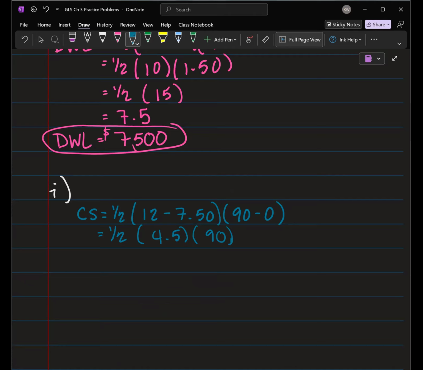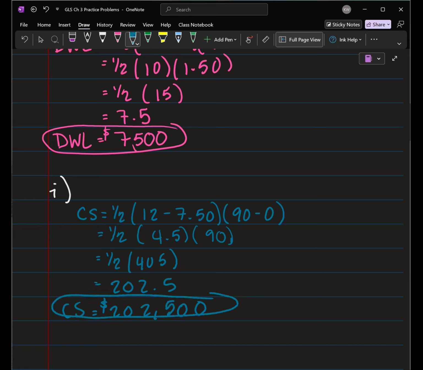All right, so just simplifying, 4.5 times 90 is going to give us 405. And then 405 divided by 2 is going to get us 202.5, which when we multiply by 1,000 is going to get us 202,500 for the value of our consumer surplus. So you can see it's increased a lot relative to equilibrium as well as relative to the minimum wage.